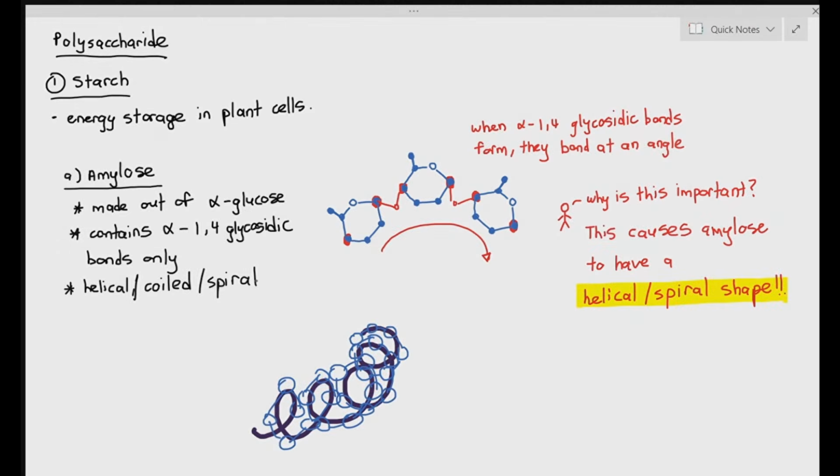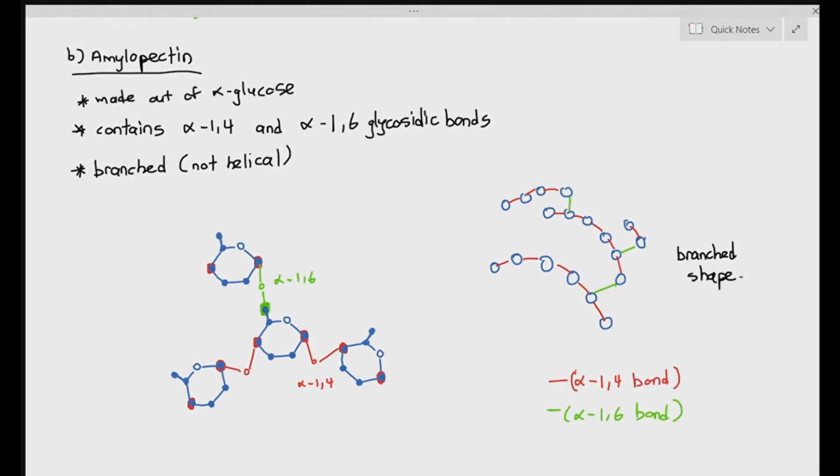So to summarize the whole thing, if we wanted to look at the three types of polysaccharides that we have covered, the first polysaccharide that we looked at was starch, which is basically the energy storage in plant cells. And starch is divided into amylose and amylopectin. Amylose is made up of alpha 1,4 glycosidic bonds and the shape is helical or spiral. Amylopectin, however, is made up of alpha 1,4 and also alpha 1,6 glycosidic bonds, and the shape is branched.